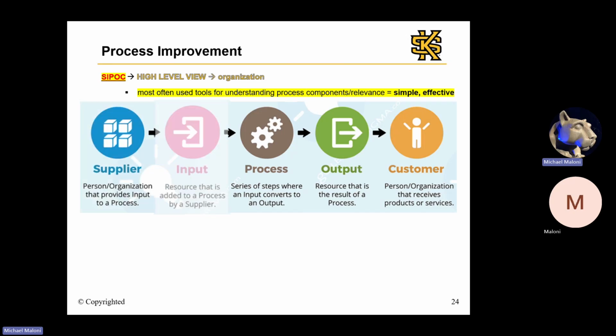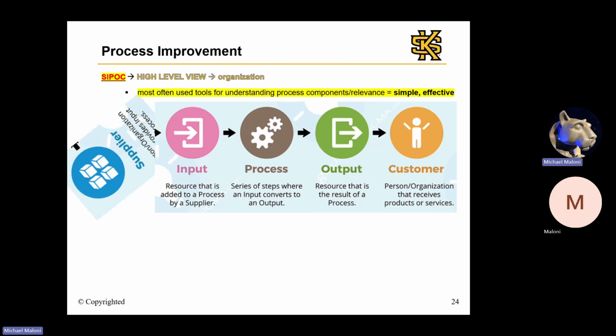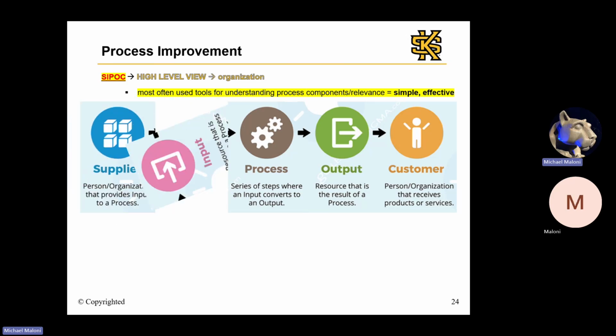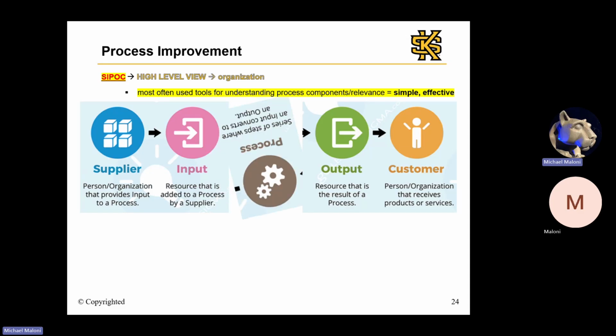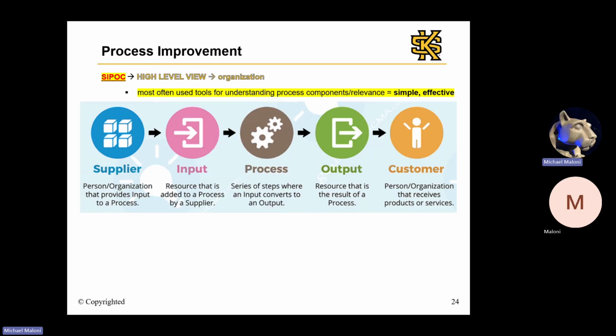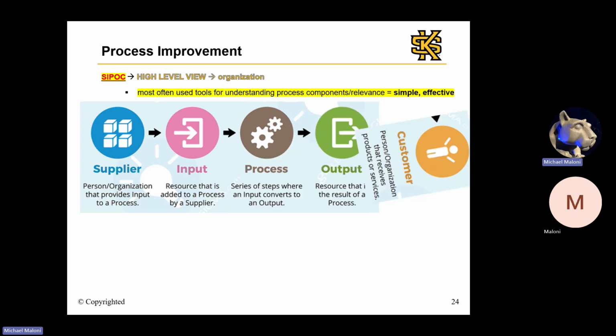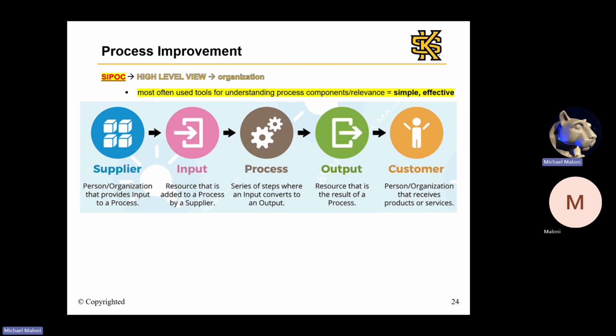SIPOC is an acronym. The S stands for supplier, I is input, P process, O is output, and finally, C is customer. Supplier, input, process, output, customer. Suppliers provide inputs such as raw materials and services to us. We then process, i.e., transform these inputs into outputs, finished goods and services, to deliver to customers.